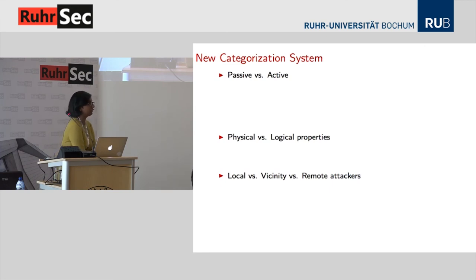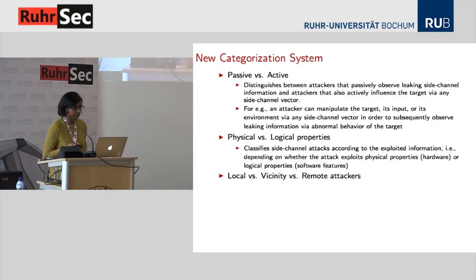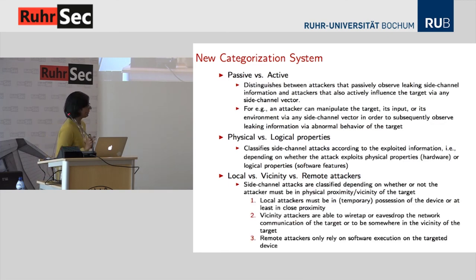Moving away from the traditional side-channel categorization, we said, okay, let's look at it from these 3 categories: passive versus active, physical versus logical properties, local versus vicinity versus remote attackers. Can we, through those 3 categories, embody all the attacks that are out there, and also be able to see what future attacks will be like? Here I'm going to go very quickly. All the details, once again, are in the paper.